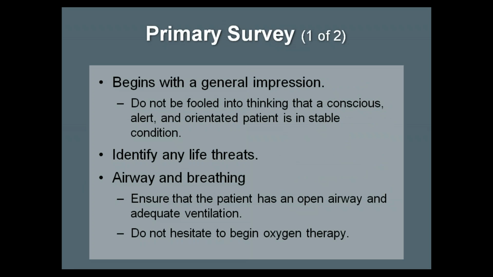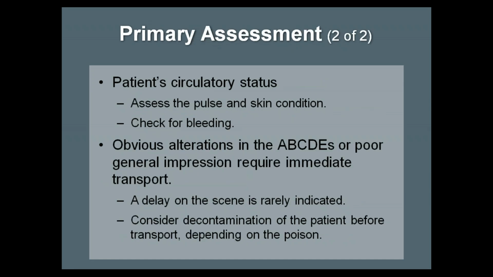General impression, life threats. This is all the normal stuff. Airway, breathing, circulation. We should be starting our assessments the same every time through ABCs. Circulatory status, skin condition, check for bleeding. If they're unconscious, consider C-spine. Obvious alterations in the ABCDEs or poor general impression require immediate transport and definitely some immediate interventions. A delay on scene is rarely indicated.